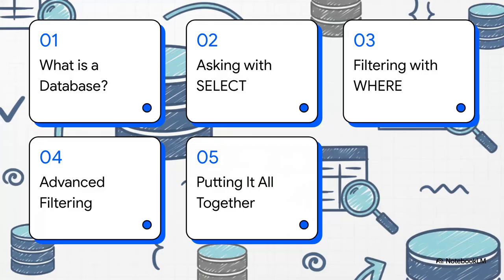Let's do this. So here's the game plan. We'll start super simple. What even is a database? Then we'll learn how to ask it for stuff using select, how to get super specific with where, touch on a few pro-level tricks, and then put the whole thing together. By the end of this, you'll actually know how to do this stuff.